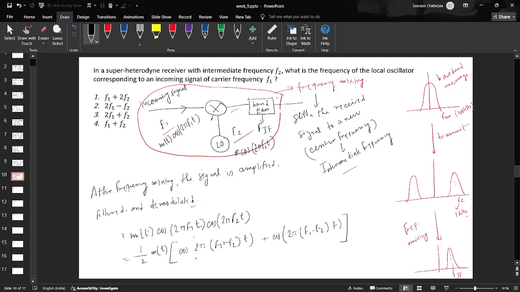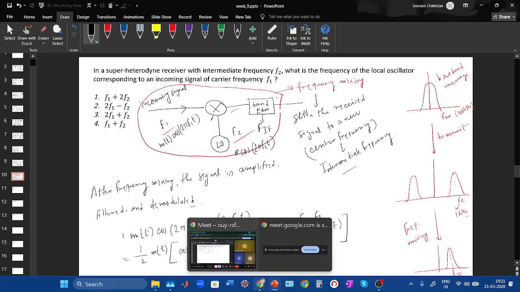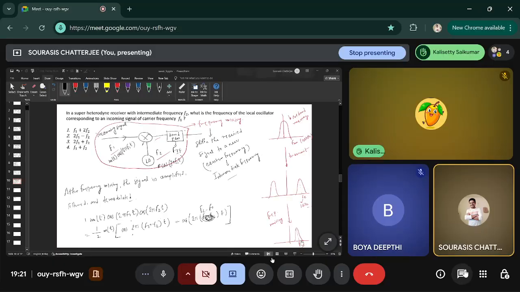Did I write it correct, or should be F2? Okay, it should be F2 minus F1. F2 minus F1. Yes, if you have some question, please ask.